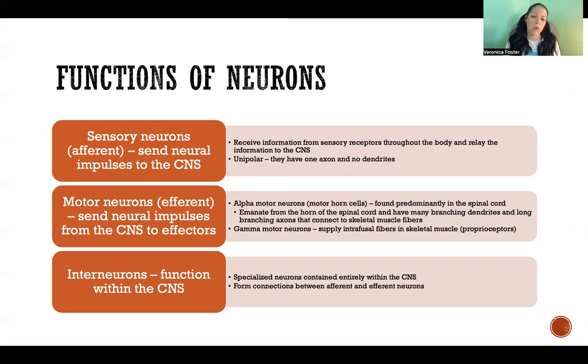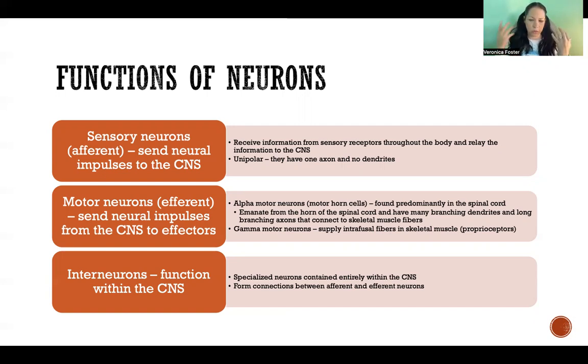Interneurons are neurons that function to connect between sensory and motor neurons. So interneurons are located entirely within the central nervous system, so meaning the brain and the spinal cord. So we have many interneurons in the brain and in the spinal cord, and they're forming connections between the pathways that are going up, the sensory neurons, and the pathways that are coming back down, the motor neurons.